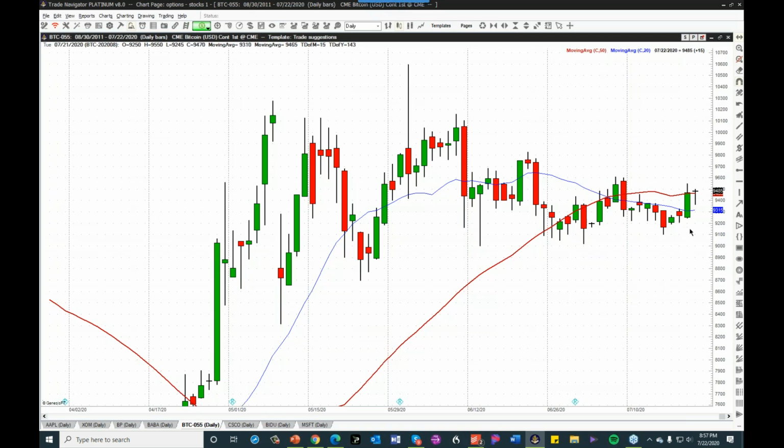So Bitcoin, long-term trend, I'm having down because the 20 is under the 50. But notice the 20 sloping up a little bit, so I'd make it down neutral. And short-term, neutral, classic box range. See, support, support, support, resistance, resistance.